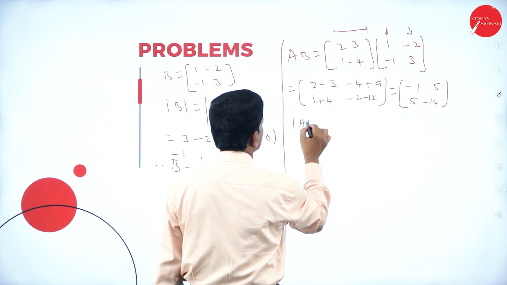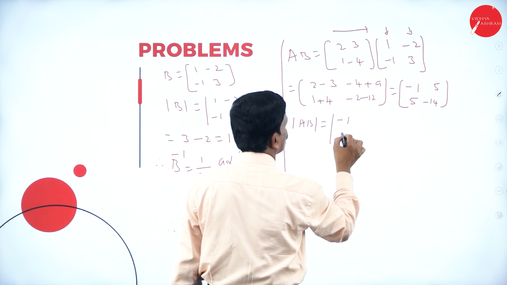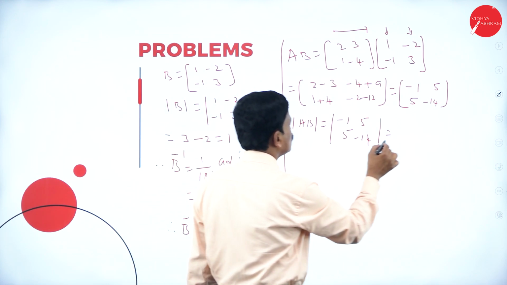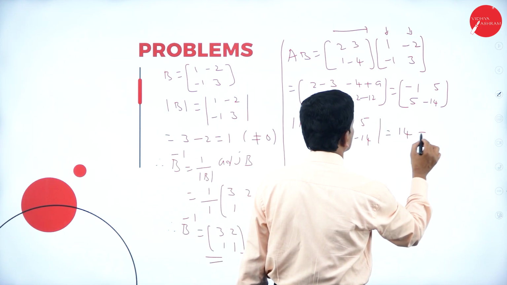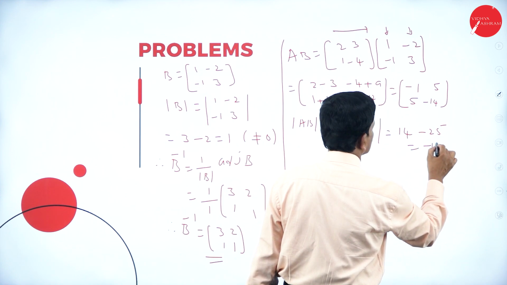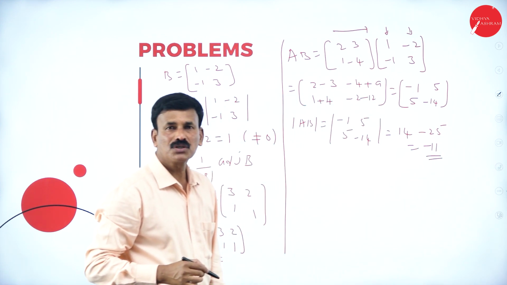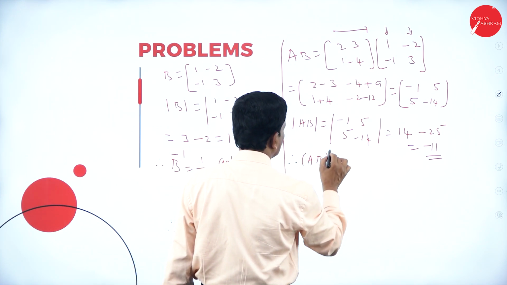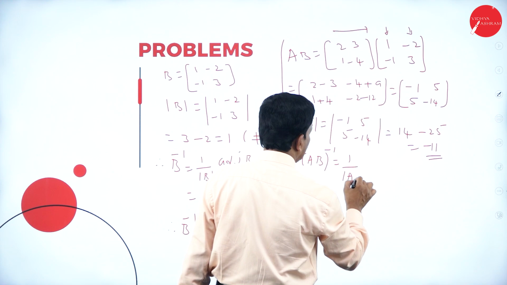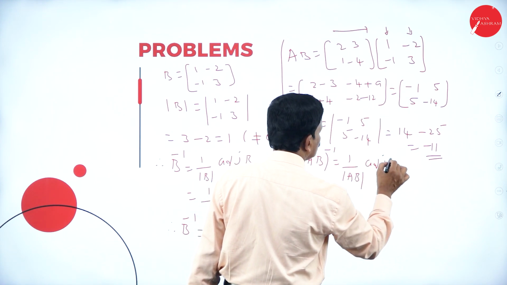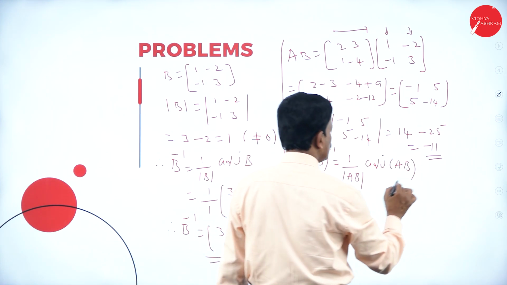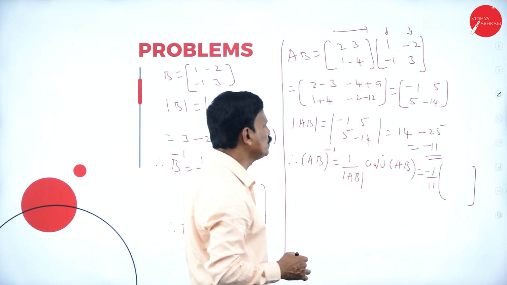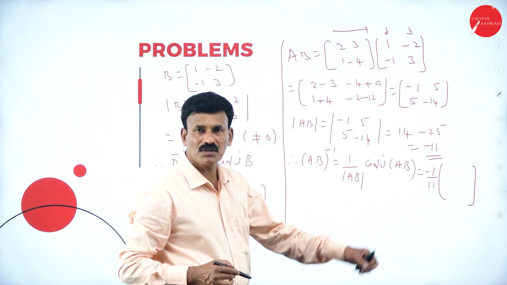Now just find out determinant of AB. Determinant of AB is -1, 5, 5 and -14. Multiplied, minus into minus plus 14, minus 5 5s are 25. This is equal to -11. So determinant of AB is -11. Now therefore AB whole inverse is equal to 1 over determinant of AB into adjoint of AB. Now this can be written as -1 over 11 into adjoint of AB.